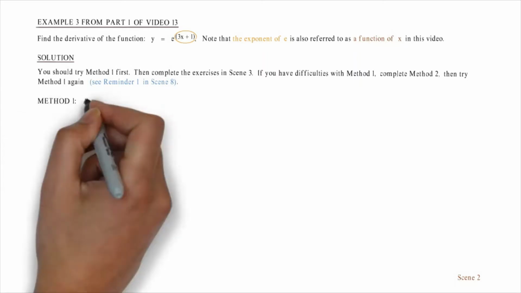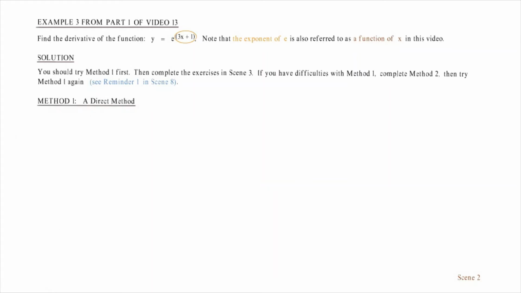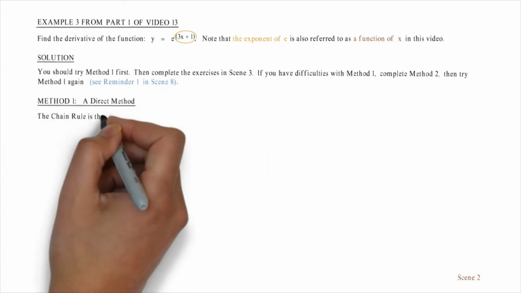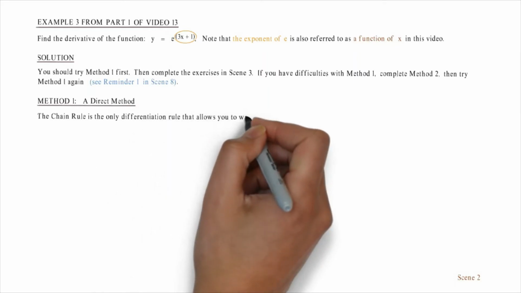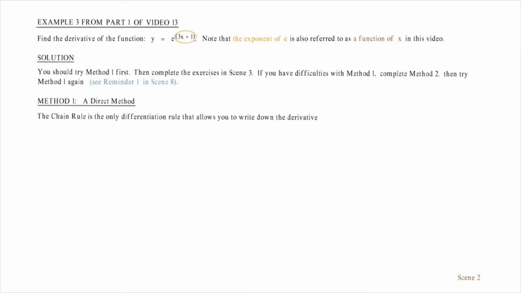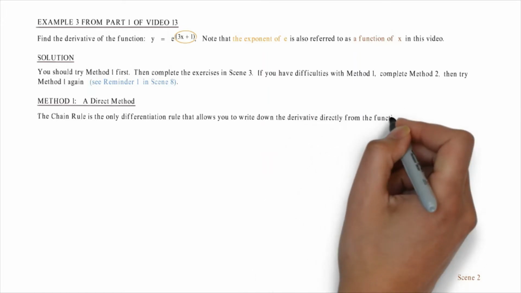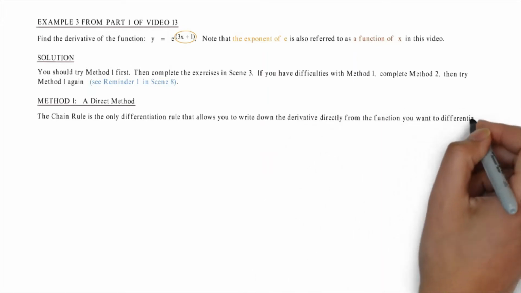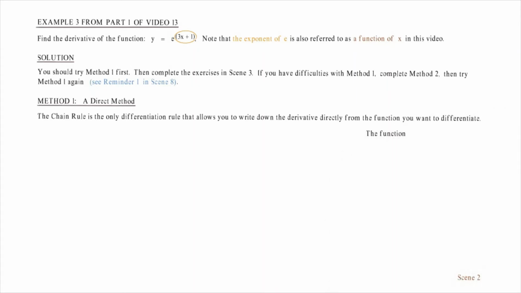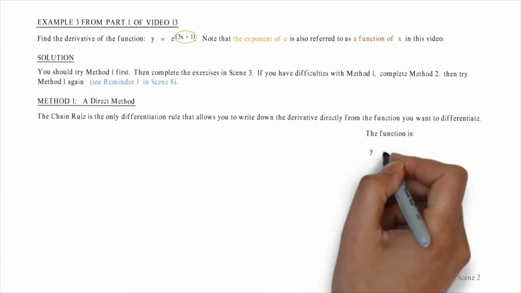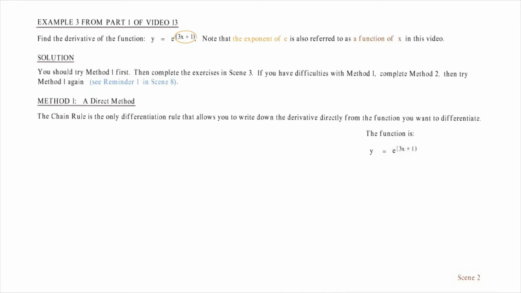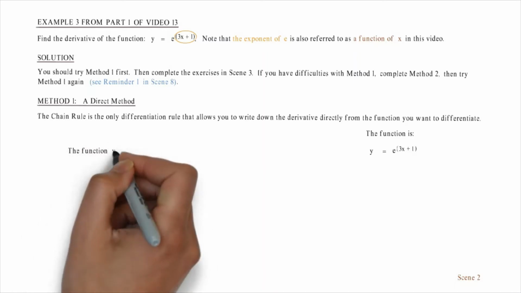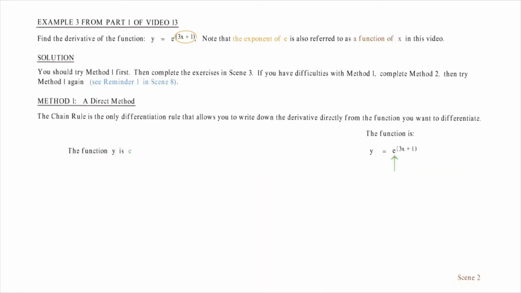Method 1. A direct method. The chain rule is the only differentiation rule that allows you to write down the derivative directly from the function you want to differentiate. The function is y equals e to the 3x plus 1. The function y is e to a function of x.